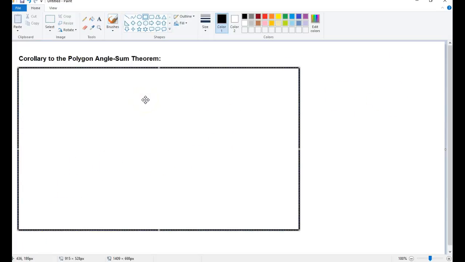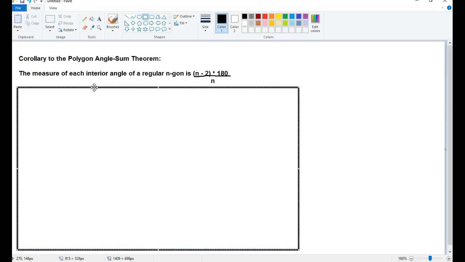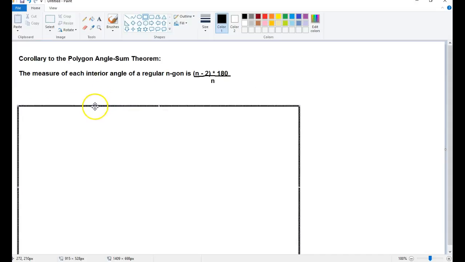Okay, so now we can go into a theorem which will help us find the measure of each individual angle of different polygons. So the theorem is the corollary to the polygon angle sum theorem, and the theorem says that the measure of each interior angle of a regular n-gon, so whatever the polygon's number of sides is, n, is (n minus 2) times 180 divided by n, the number of sides that we have.